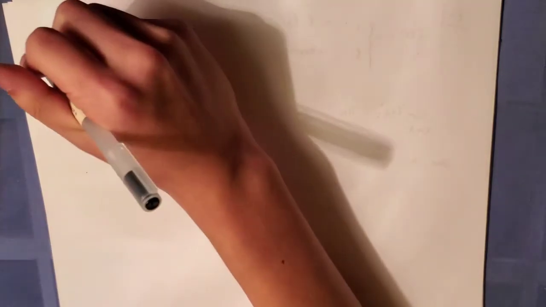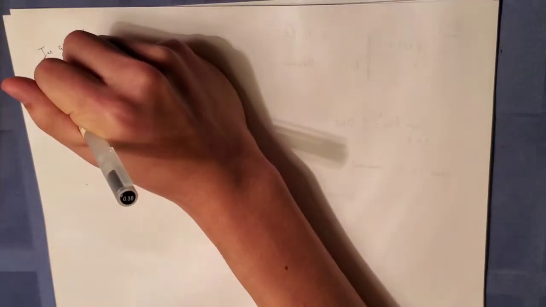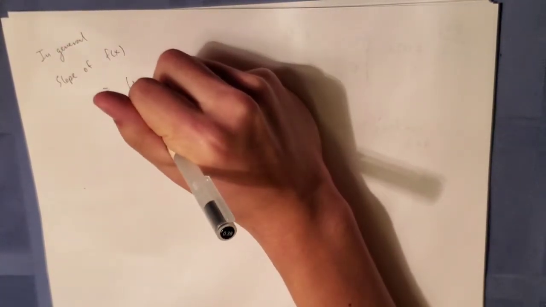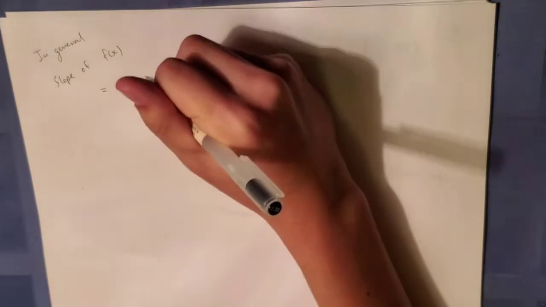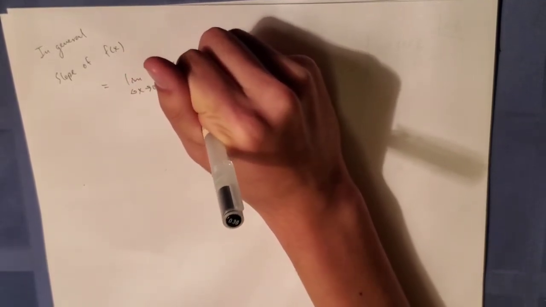We'll cut to the good stuff. So we found in general that the slope of a function f of x equals the limit as delta x approaches 0 of f of delta x plus x minus f of x, all over delta x.